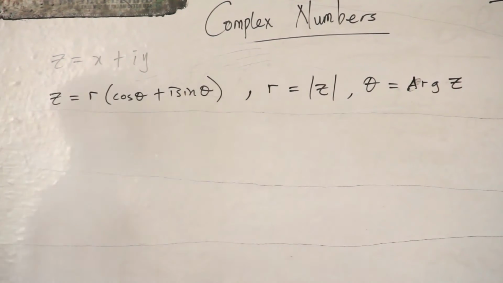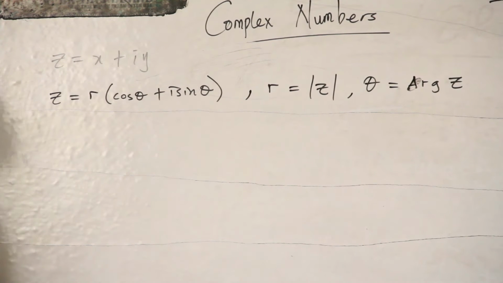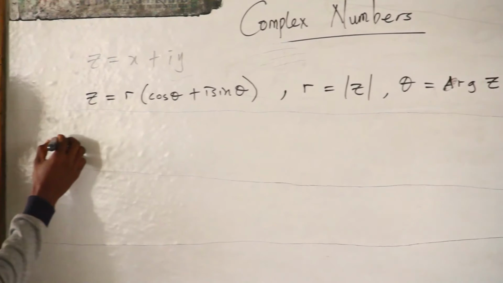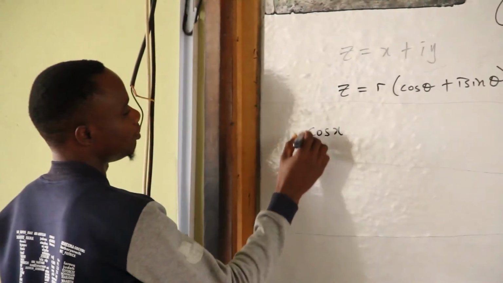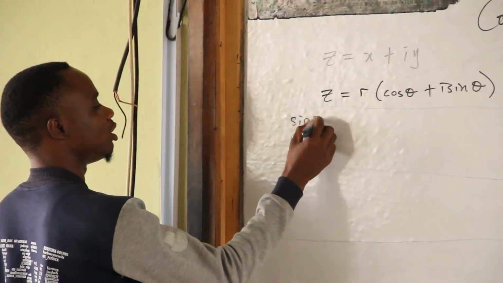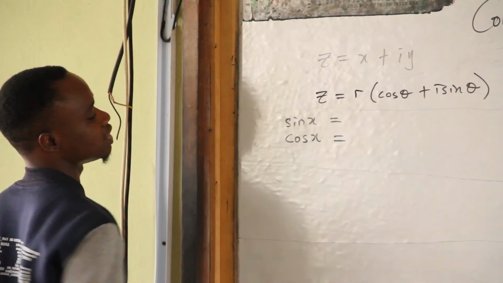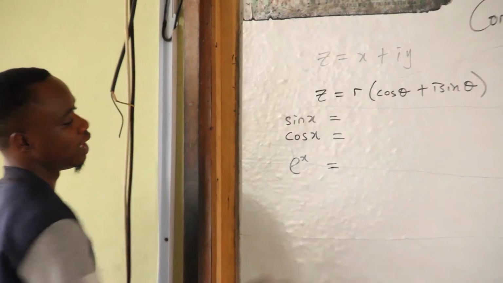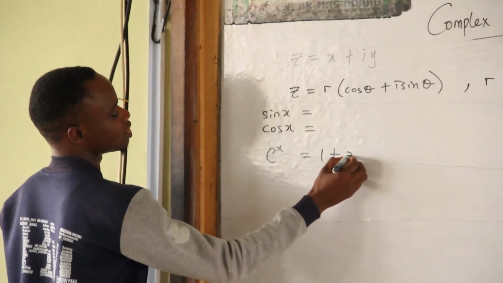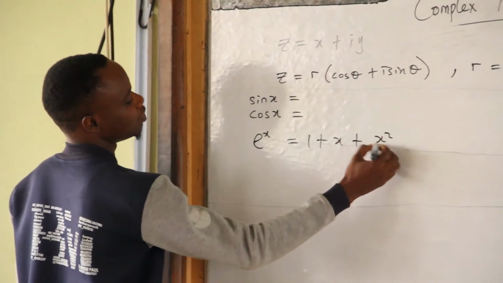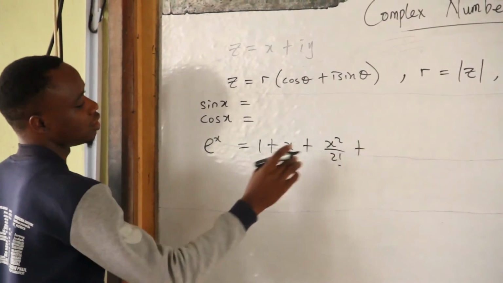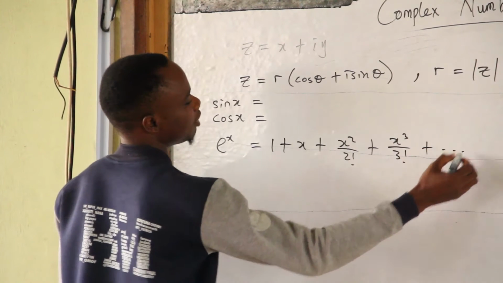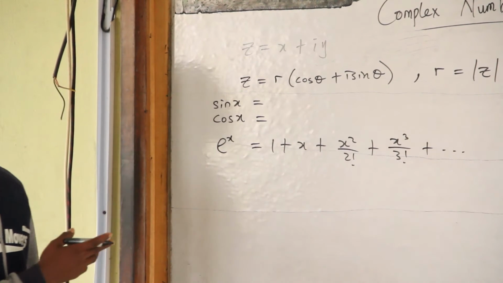We can also have what we call the exponential representation of a complex number. You should recall that last semester we talked about all of this. You can write e raised to power x in series form, something like 1 plus x plus x squared over 2 factorial plus x cubed over 3 factorial plus and so on. Can you remember something like this?